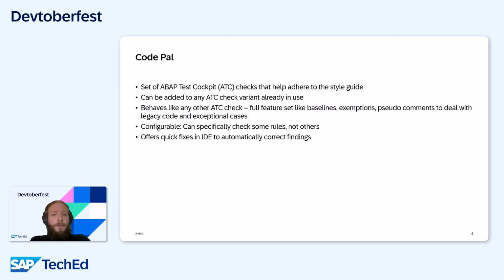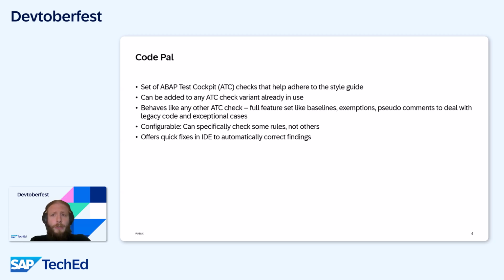And also you have the full feature set of the ATC to deal with exceptional cases, legacy code, and so on. You can say, well, we have a bunch of old code where we don't really want to enforce these style guidelines because we would have to rewrite the entire thing. Then you can say we only want to do that for the new code and draw a baseline where you say, yeah, these findings are not important for us, but any new code should really be conforming to the style guides. You can exempt specific findings or write pseudo comments for other exceptional cases. So this has the same kind of convenience features, everything else.